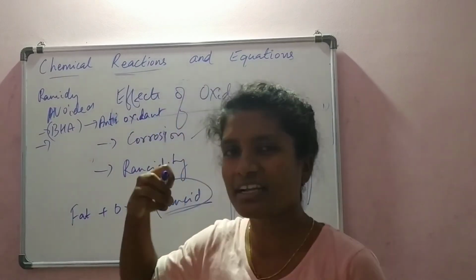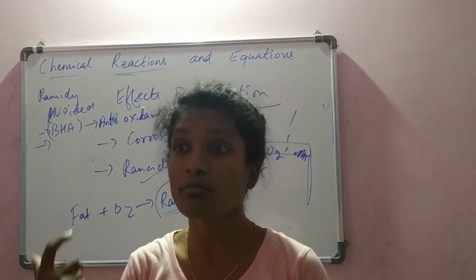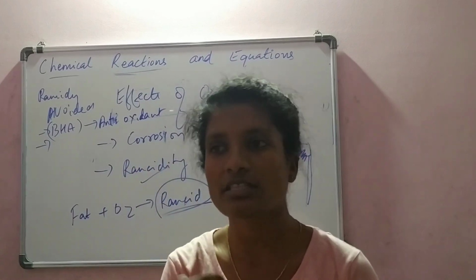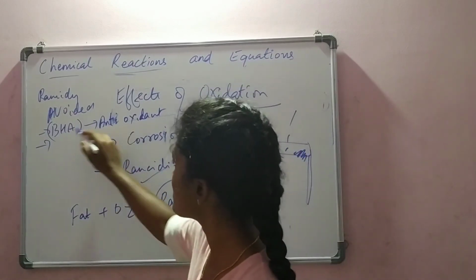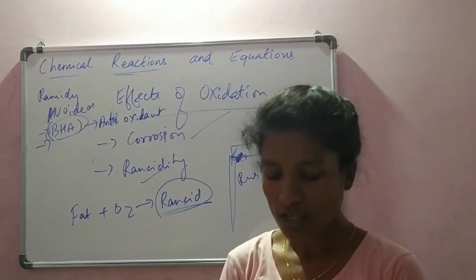See, if you get bacterial diseases, what is injected into your body? If you get bacterial fever, antibodies are injected. That is a chemical which can fight against the bacteria. Similarly here, this is a chemical which will prevent the oxygen from entering the food material. Okay, so that is one method.